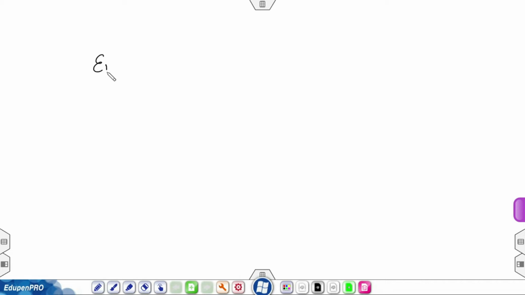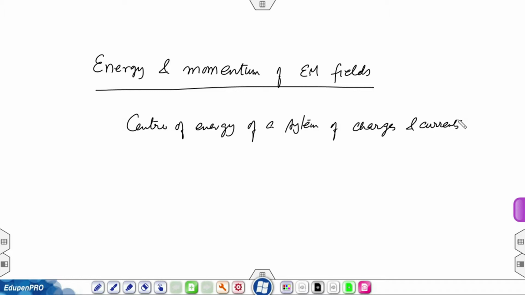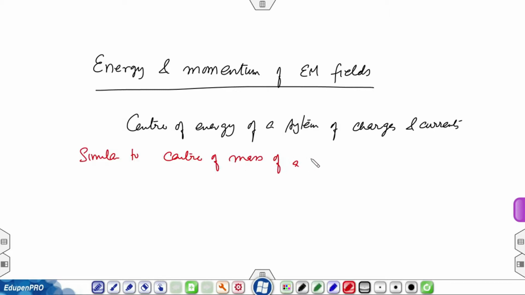We have dealt with energy and momentum of EM fields. And today what I am going to do is use these to define something called the center of energy of a system of charges and currents. This is similar to center of mass of a collection of masses. And then I am going to show you something called the center of energy theorem that says exactly like the center of mass, if the center is stationary, then the total momentum of the system is 0, and this momentum includes both the electromagnetic momentum as well as the motion of these charged particles. So, let us begin on this.